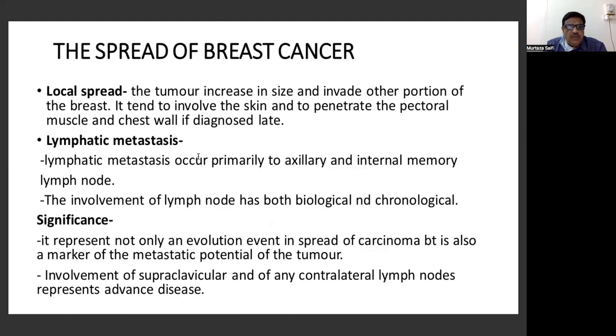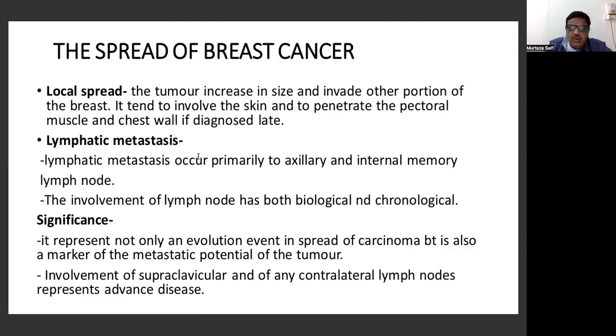Lymphatic spread: lymphatic metastasis occurs primarily to axillary and internal mammary lymph nodes, mainly to the axillary lymph node. The involvement of lymph nodes has both biological and chronological significance. It represents not only an evolution in the spread of carcinoma, but is also a marker of metastatic potential of tumor.